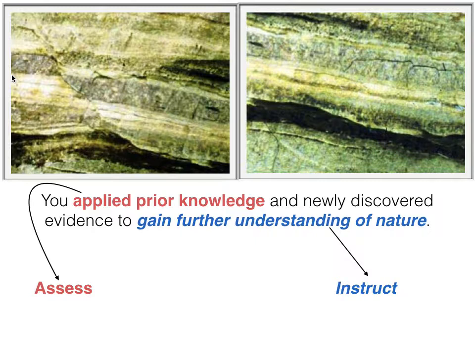But there was also something newly discovered that you had, where you gained further understanding of nature. That was where I was instructing you. I was teaching you about, in this particular case, that layers can be interrupted, and that's how you would identify a fault. And so this is an example where both of those things are happening at the same time.